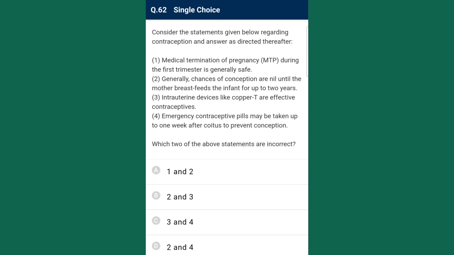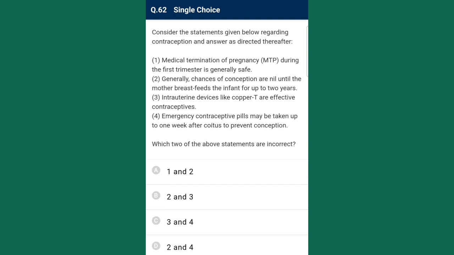Question number 62. Consider the statements given below regarding contraception and answer the question thereafter. From the given four statements, which two of the above statements are incorrect? See the first statement. Medical termination of pregnancy during the first trimester is generally safe. That is correct. See the second one. Generally chances of conception are nil until the mother breastfeeds the infant for up to 2 years. So that is an incorrect statement.